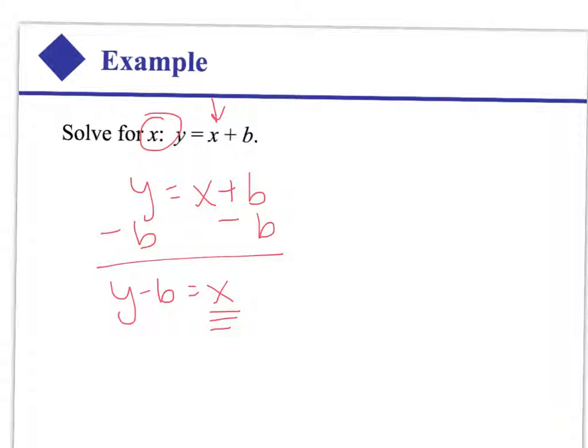And you could have said negative b. Whoops, let me write that better. If you had read it differently on your own, you could have said negative b plus y equals x. Either one of those is correct.